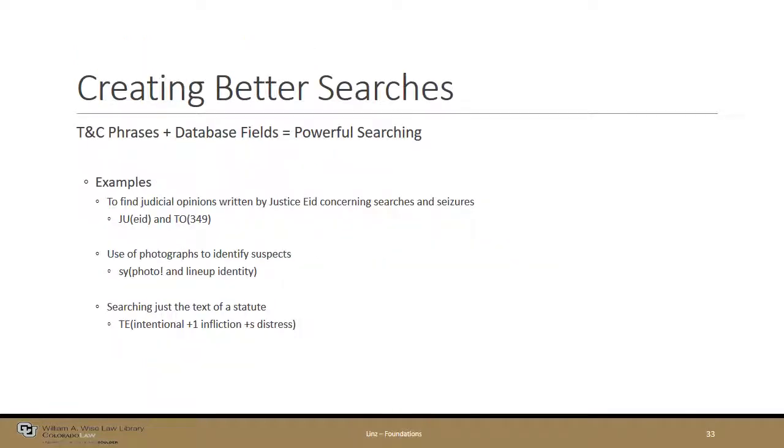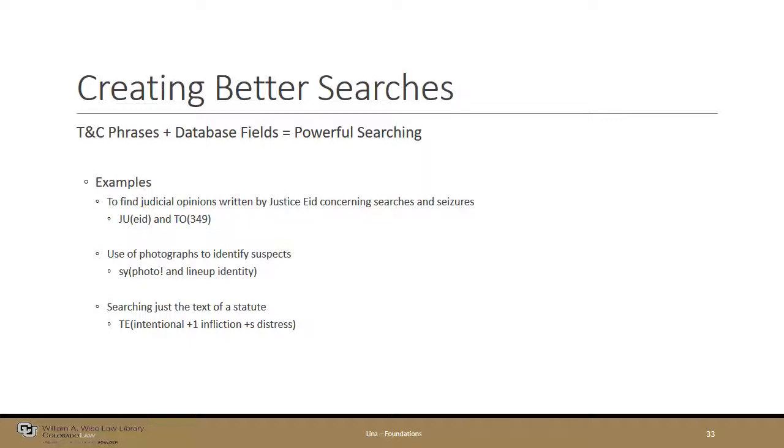Right, very, very useful. So what we can do is combine the terms and connectors phrases with the database fields, and we can come up with some very powerful, very precise, and efficient searching. So for example, if we wanted to find all the judicial opinions written by Justice Ide concerning searches and seizures, we could use the JU field for a judge and put in Justice Ide's name and combine that with a topic field.